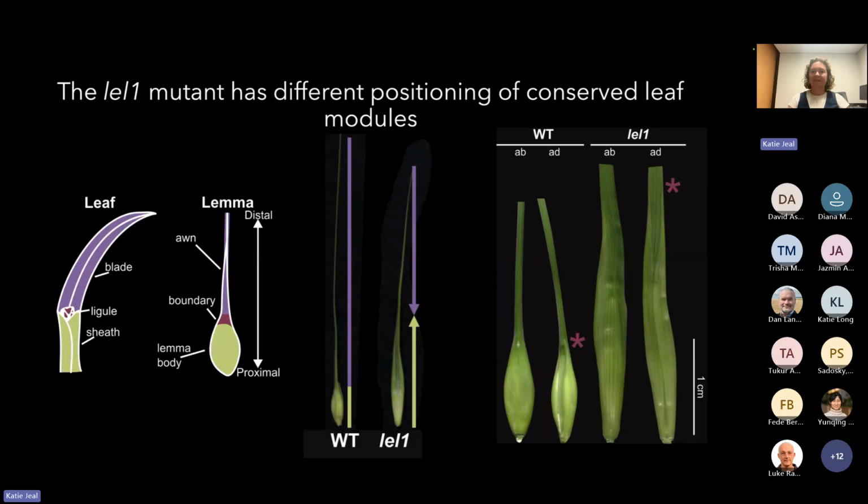But at the moment, we're defining the transition from lemma body to awn using our leaf homology. So the sheath wraps around the stem and then the blade is flat. So we use the same approach here. So this is the position at which the lemma body stops wrapping around itself and then becomes flat. So this is what we are defining at the moment as the transition from lemma body to awn.